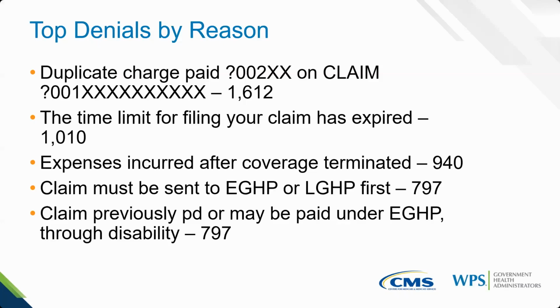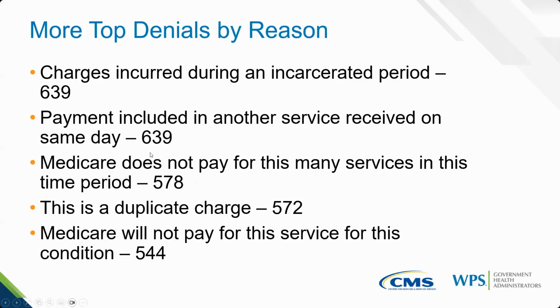Next one is claim previously paid or may be paid under an employee group health plan through disability, 797 denials. So what we're looking at there is a situation where there is something in the eligibility files for that beneficiary showing there's disability. And so we're looking for that information that should have been paid under the EGHP before coming into Medicare for payment. More top denials for Specialty 26 only.